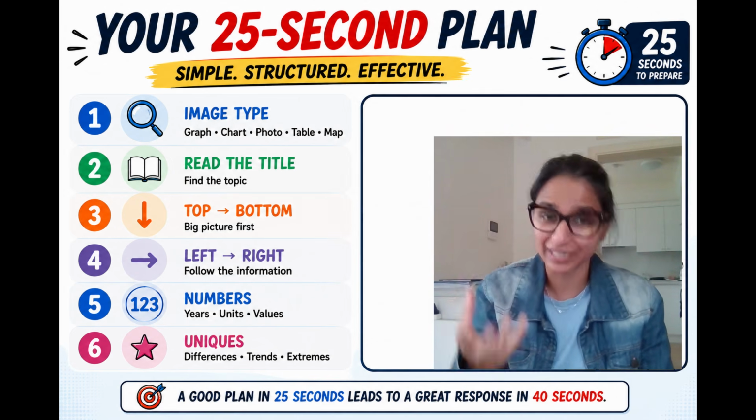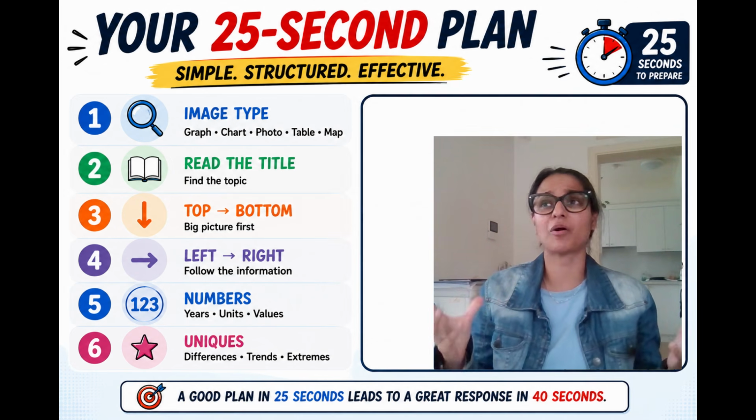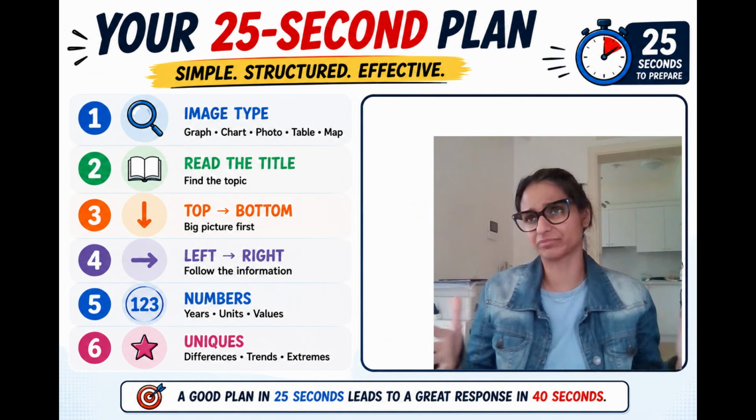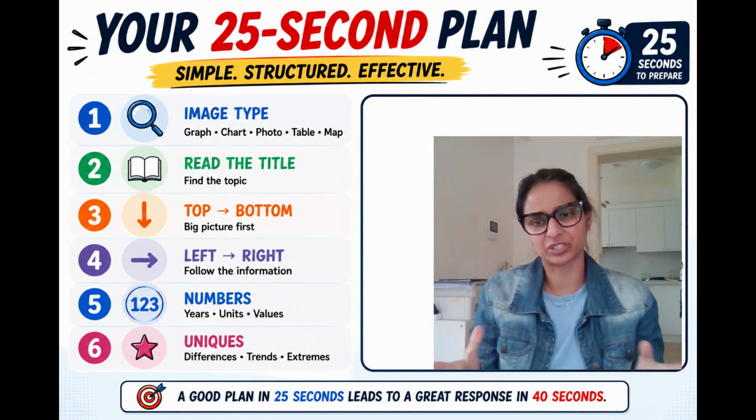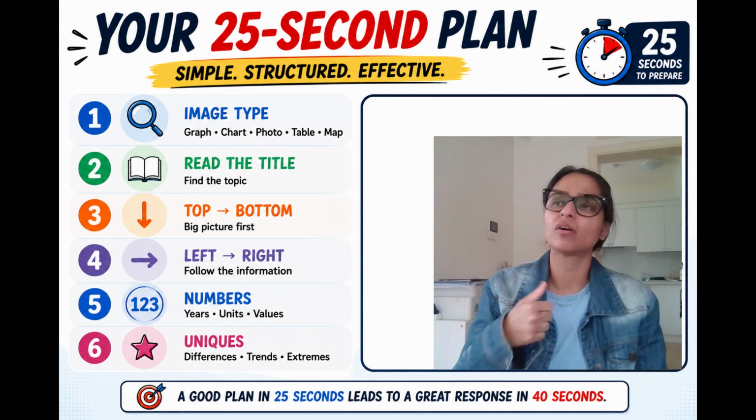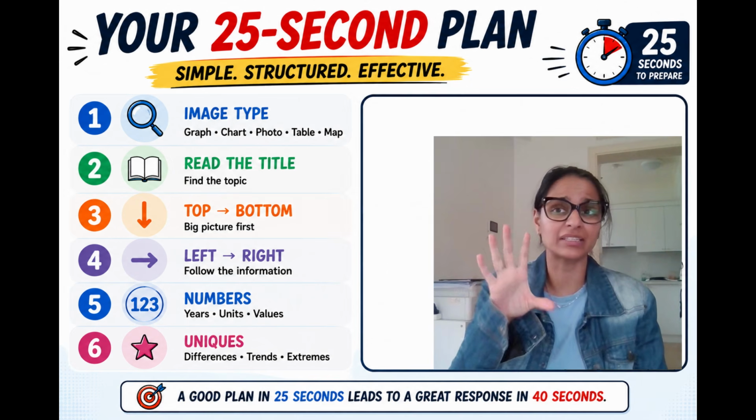You need to be able to pronounce it. Okay? And the sixth one is optional. Some things that are unique about the images, whether it's a difference or a trend or certain extremes. That's all you need to look at in 25 seconds.